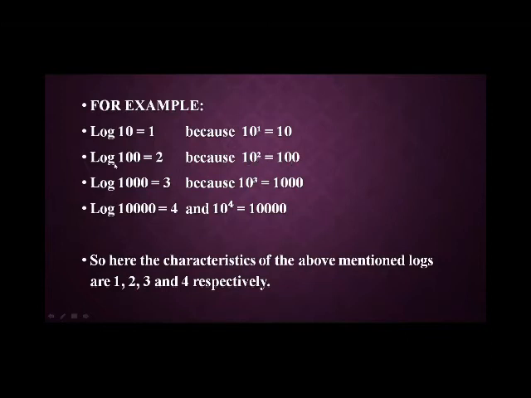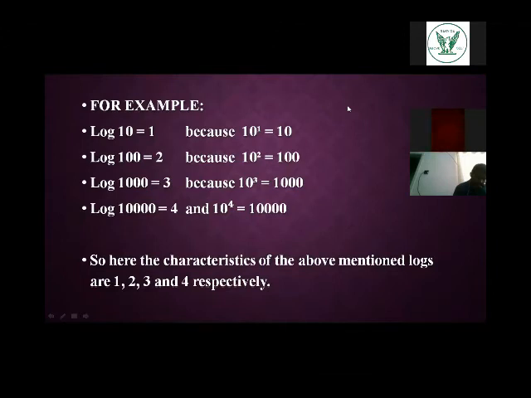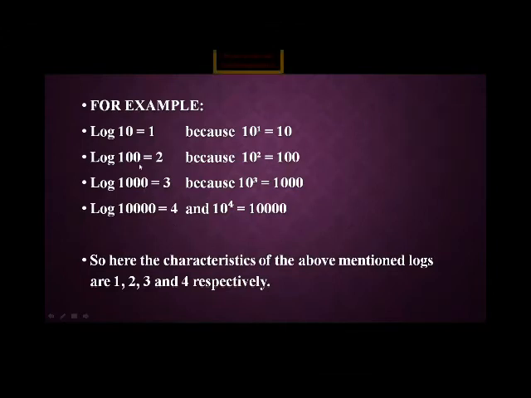Here the base is 10, but no base is mentioned. So we know that there is 10 here. Log 1000 is equal to 3, meaning 10 to the power 3 is 1000. Log 10,000 is equal to 4, and 10 to the power 4 is 10,000. So the characteristics of the above mentioned logs are 1, 2, 3 and 4 respectively.